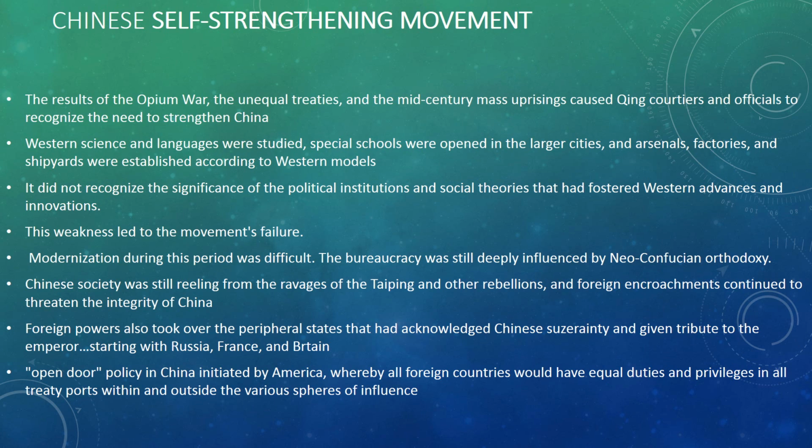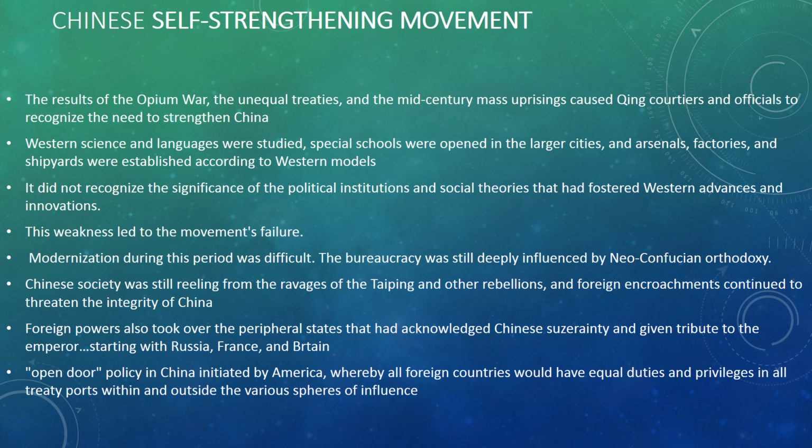Modernization is difficult no matter where you try that. It's difficult for China during this movement because the bureaucracy that's going to be undertaking modernization is still deeply rooted in Neo-Confucian ideas, and those ideas are not welcoming of Western thought, obviously, because we've already covered this for quite some time. The Chinese society themselves are still trying to pick up the pieces after different rebellions, like the Taiping Rebellion we covered earlier, and so the foreigners that helped put down the Taiping Rebellion are still seen as really aggressive and negative towards the Chinese populace.